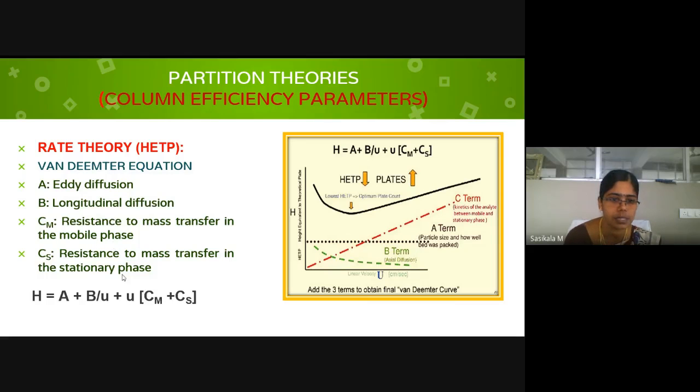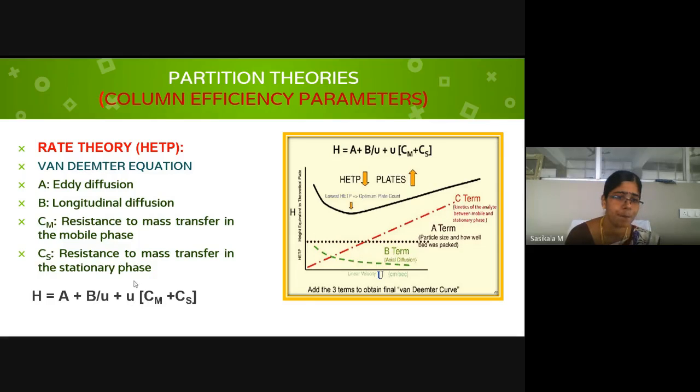Then CM represents resistance to mass transfer in the mobile phase. M represents mobile phase. C represents resistance to mass transfer. Mass here indicates analyte transfer, resistance to analyte transfer in the mobile phase. Then CS is resistance to mass transfer in the stationary phase. These are all the different factors we are going to discuss. In the coming slides, we will see the different diffusions, and the different parameters will be explained individually. What is eddy diffusion, what is longitudinal diffusion, and what is resistance to mass transfer in the mobile phase and in the stationary phase.